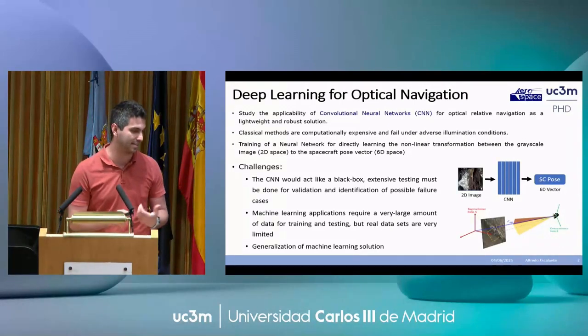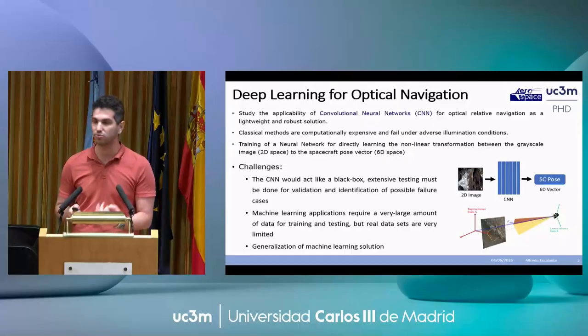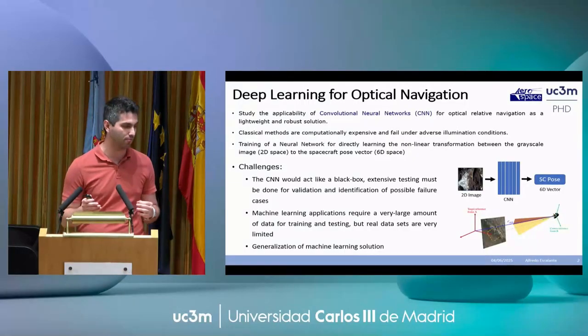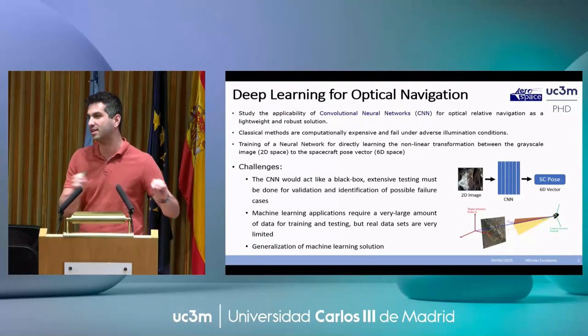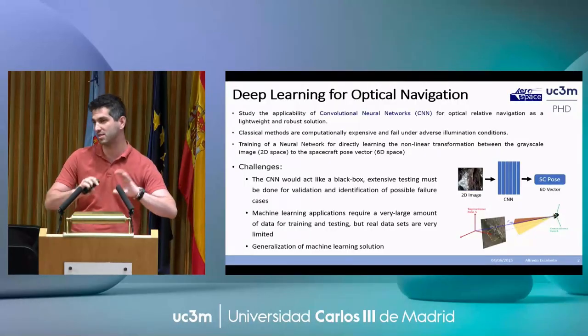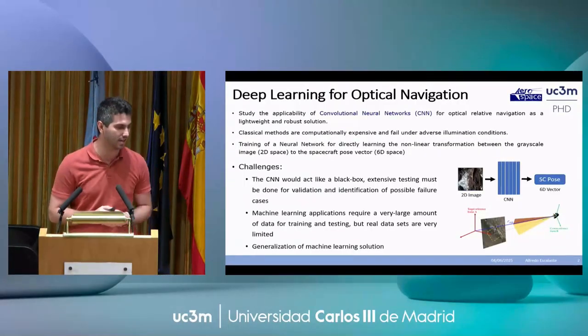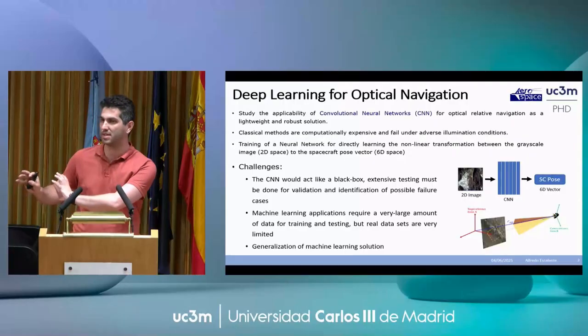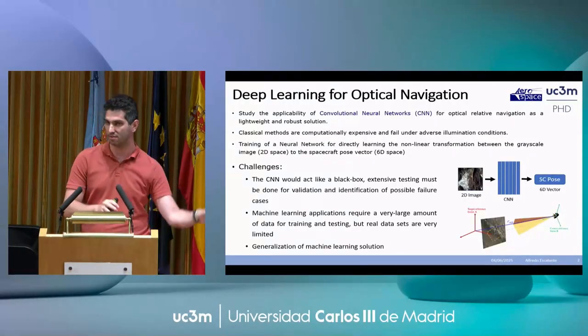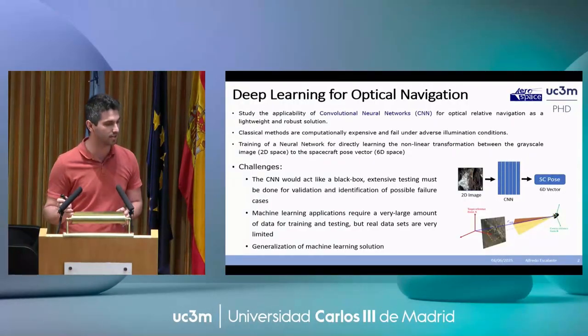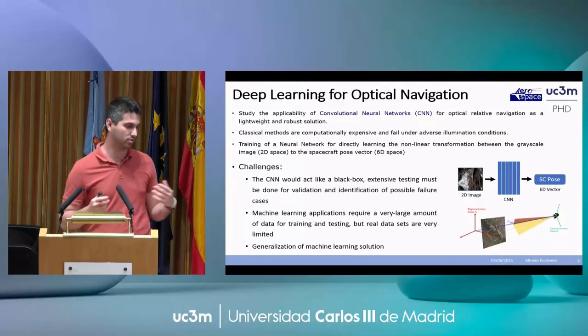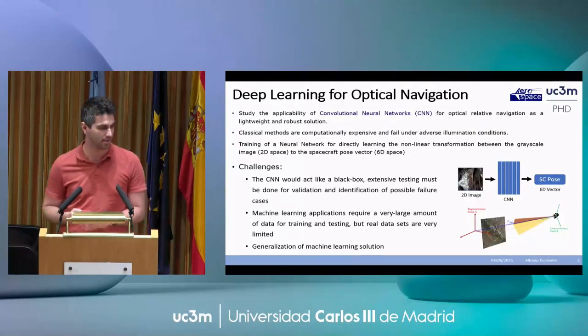So that's very undesirable. What we want to do is to train neural networks that are capable of learning the nonlinear transformation between the 2D space for a grayscale image, or 3D if it's a color image, to the 6D space of the pose vector. So three coordinates for the position, three Euler angles. This way we would solve the previous issue with the current methods.